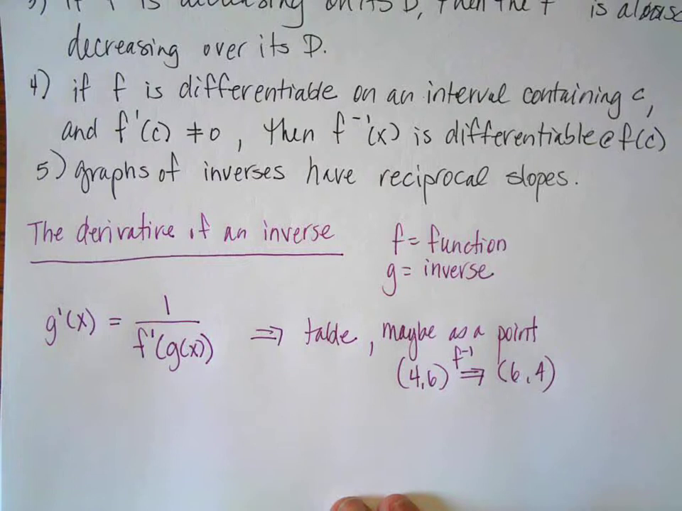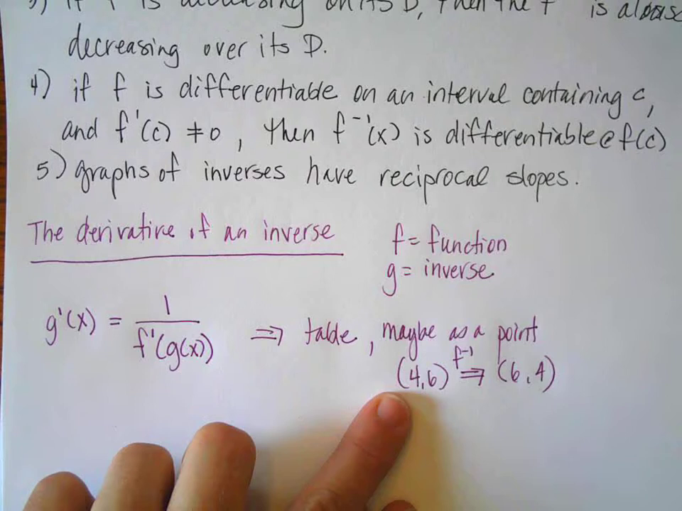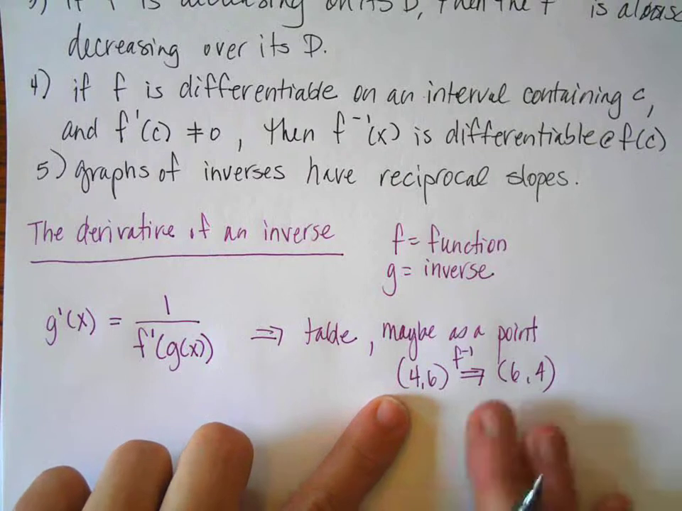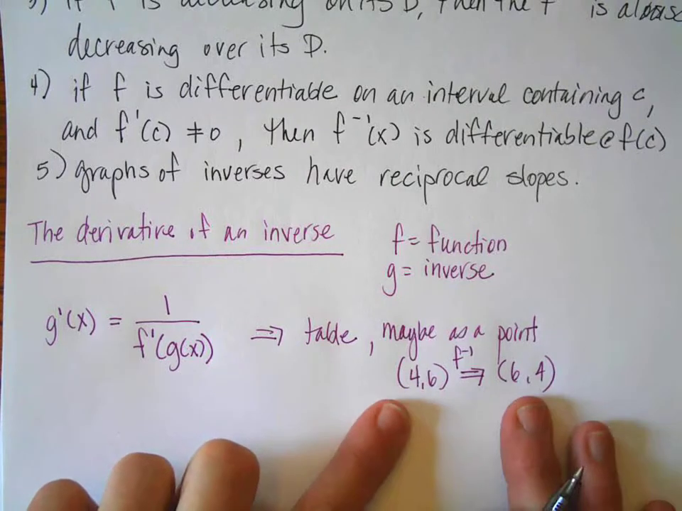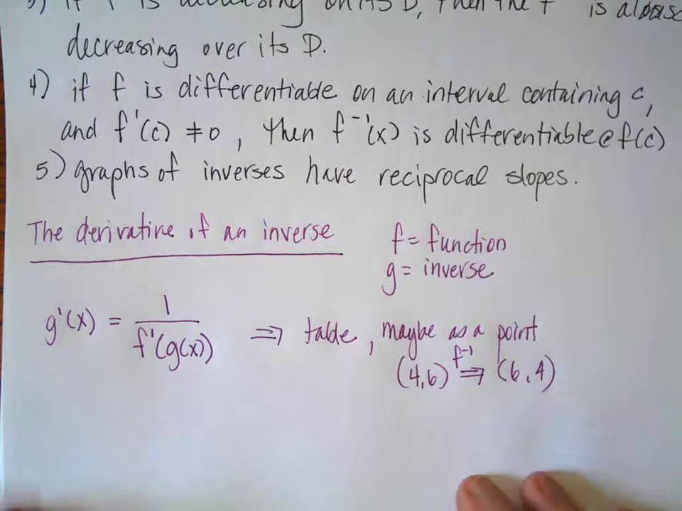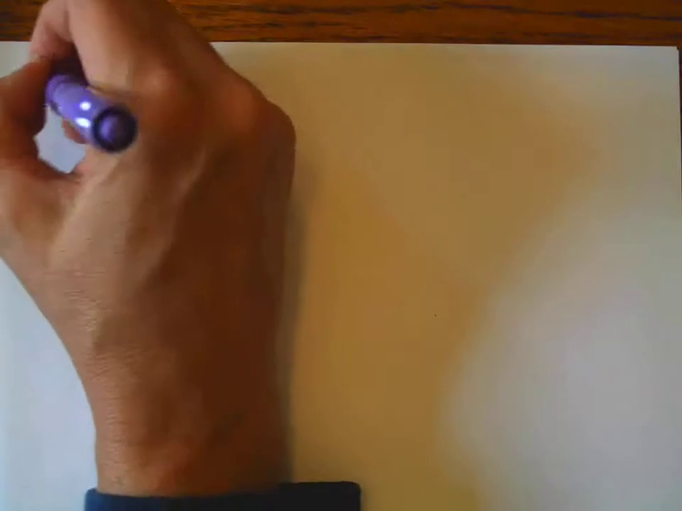So we often end up doing the math for this particular operation from a table of values, or maybe I know one point, and then I'm going to reciprocate, or sorry, that's a bad word. I'm going to create the inverse of each of those points. Alrighty, so let's do an example.